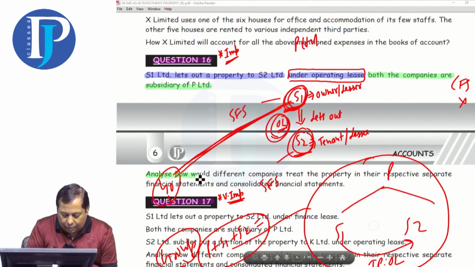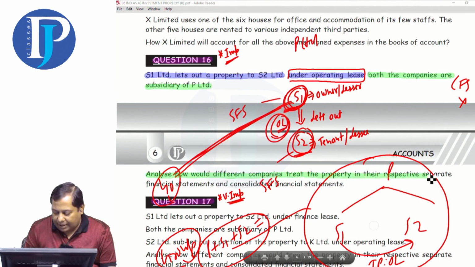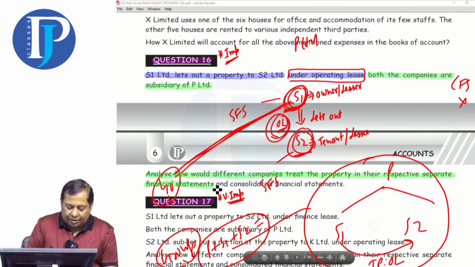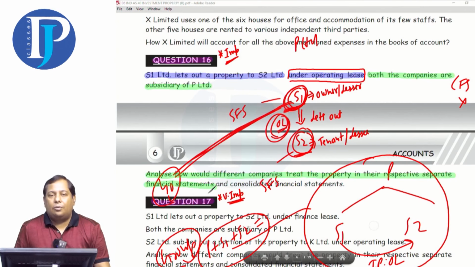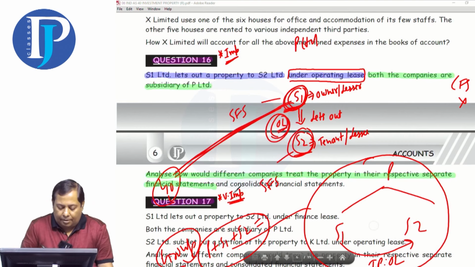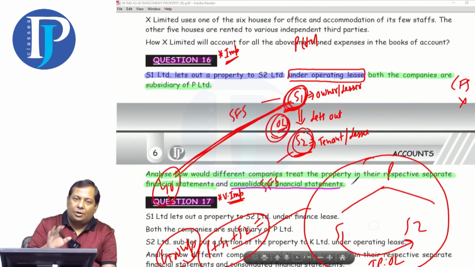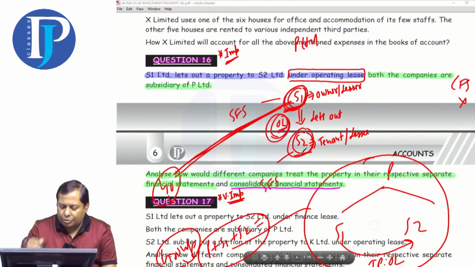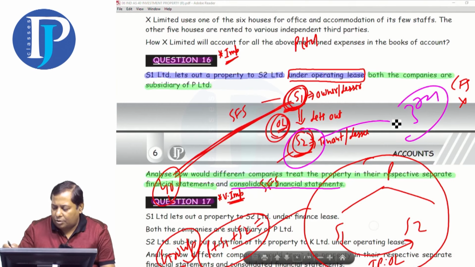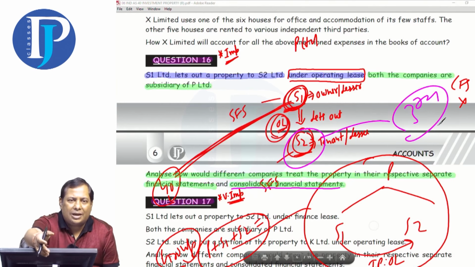So analyze. How would different companies treat the property in their respective separate financial statements? You will have to say what will happen in SFS, right? What will happen in the standalone financial statements? And you also have to say what will happen in the consolidated financial statements. What will happen in CFS? So the CFS is clear to me. You might think, CFS, how is that clear to me? Tell us, has S2 subleased to any third party? Did the question mention anything of that sort?